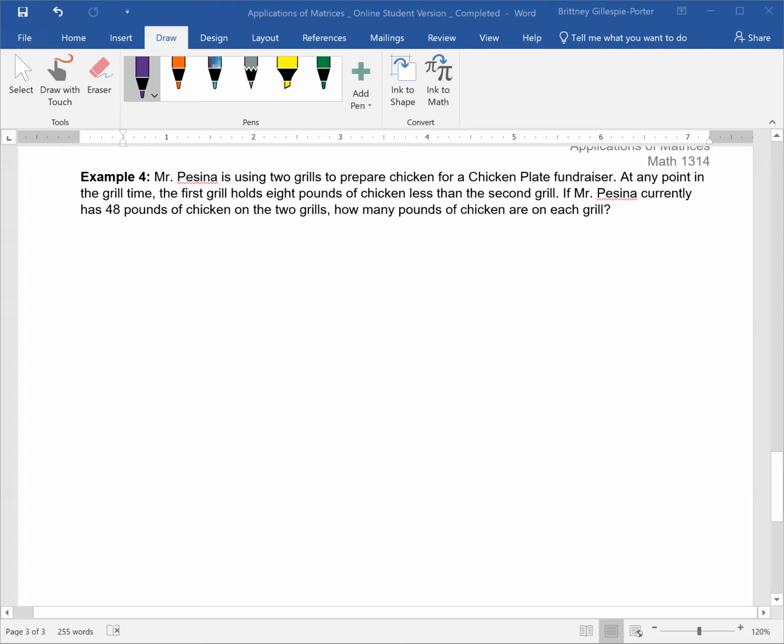At any point in the grill time, the first grill holds 8 pounds of chicken less than the second grill. If Mr. Pacina is currently having 48 pounds of chicken on the 2 grills, how many pounds of chicken are on each grill? We have 2 grills going on, so we're going to have 2 variables. I'm going to call it X and Y.